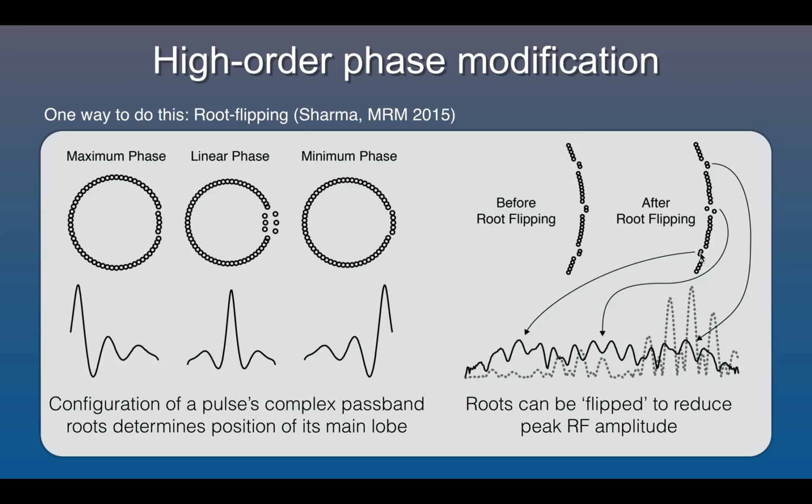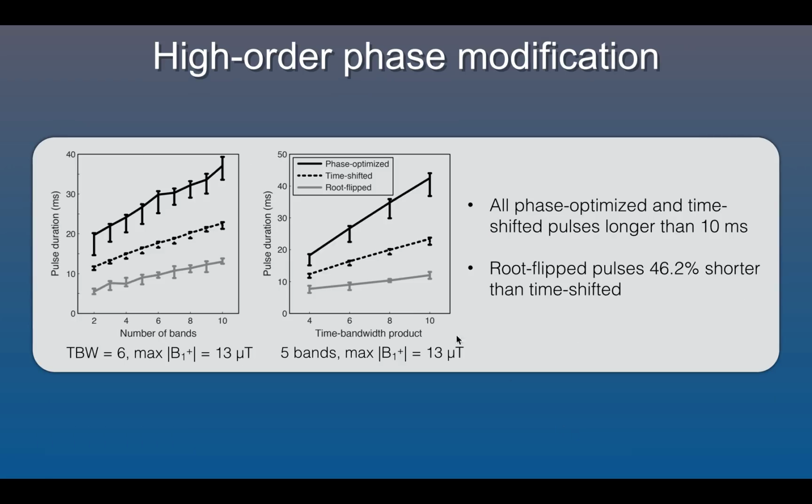So if we have a minimum phase pulse for this band, that goes over to the beginning of the pulse. The top one is left on the end, and the middle one is linear phase. It puts it right about in the middle. So the roots can be flipped optimally to reduce the peak RF amplitude. And we can essentially do this just by going through and trying to find the best root flip pattern overall.